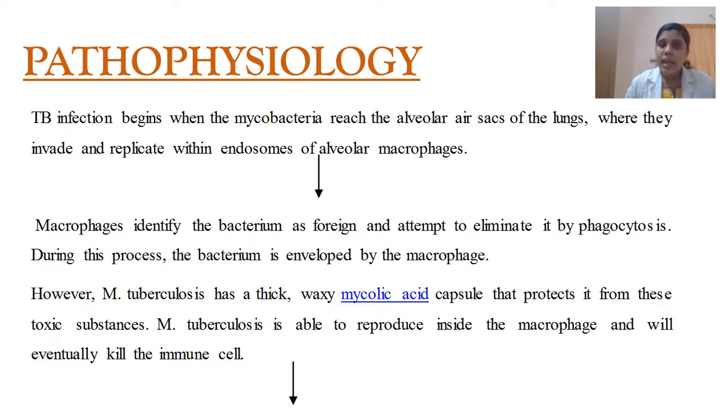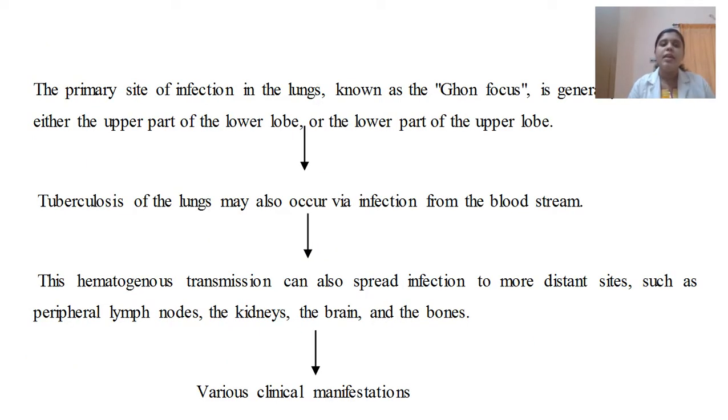So they are gaining access to the respiratory tract, escaping from phagocytosis, and slowly trying to kill the immune cells. Here the primary site of infection will always be the lungs, which is known as the Ghon focus. This Ghon focus is usually located in the upper part of the lower lobe or the lower part of the upper lobe. This is the normal position where the Ghon focus is situated.